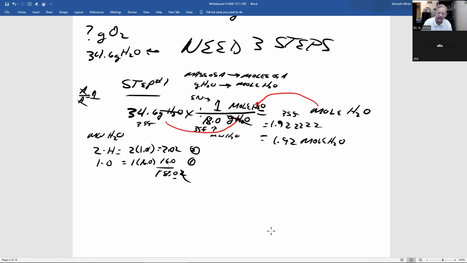Now, one thing I want to talk about when you have a multi-step calculation, in this case, there's 3. There's 2 ways of rounding off. One is round off at each step. I'm a round off at each step person.